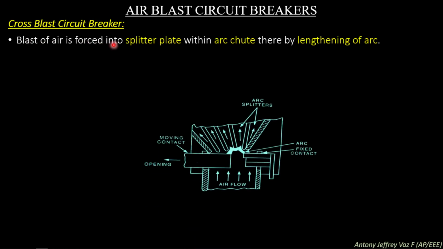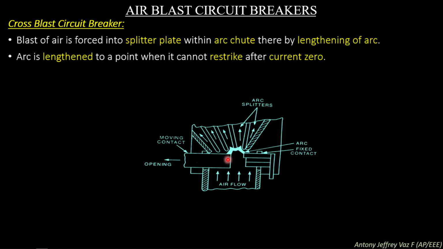A blast of air is forced into the splitter plates within the arc chutes, thereby lengthening the arc. Since the air flows inside the arc chute, at once the arc gets lengthened and split by the splitter arc plates present in the close vicinity of the moving contacts. The arc is lengthened to a point where it cannot restrike after current zero.